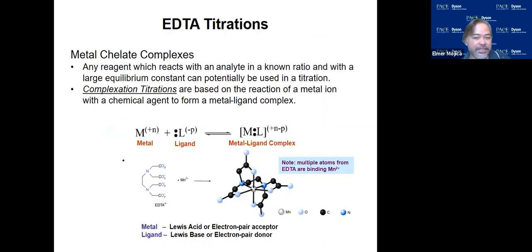And this is where we end the silver titration, because the next thing we're going to do is EDTA, but I'm going to need a 5-minute break before we continue. Okay, so let's take a break. 5 minutes. What time is it now on my clock?